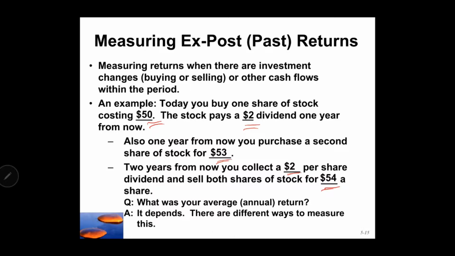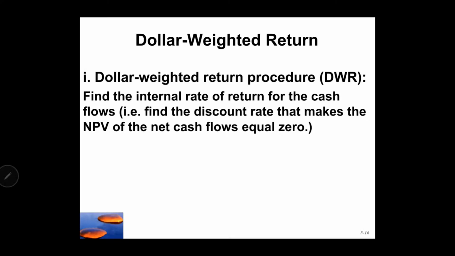It depends. There are different ways to measure this. Okay, so we use the dollar weighted return and time weighted return. So what is dollar weighted return? Dollar weighted return procedure finds the internal rate of return for the cash flows, that is, find the discount rate that makes the NPV of the net cash flows equal to 0. So it's something like your IRR. Okay, so internal rate of return.